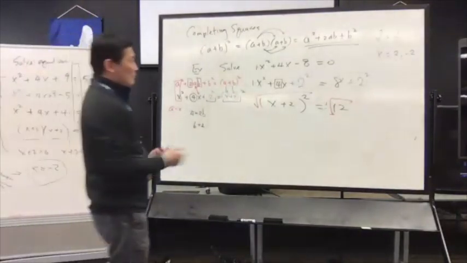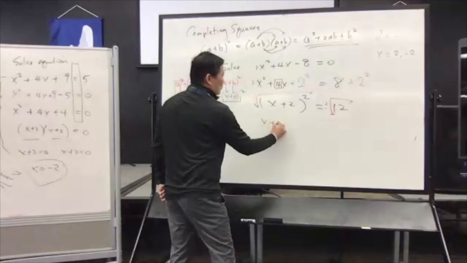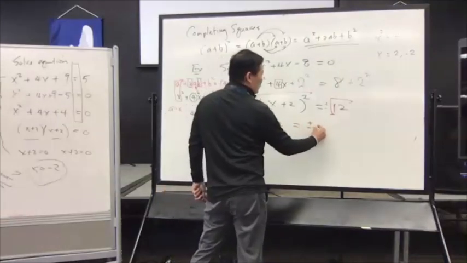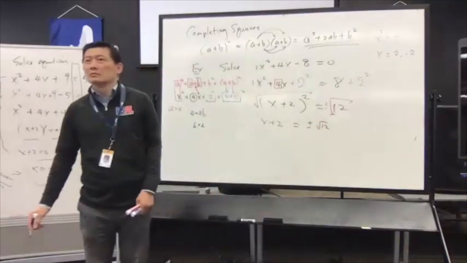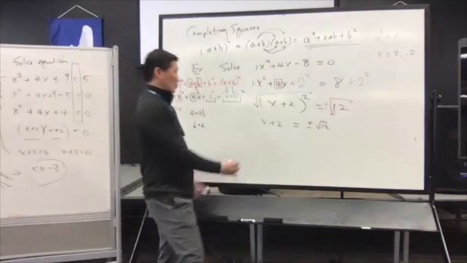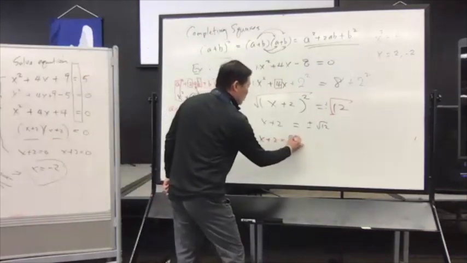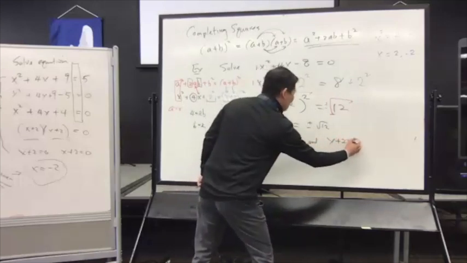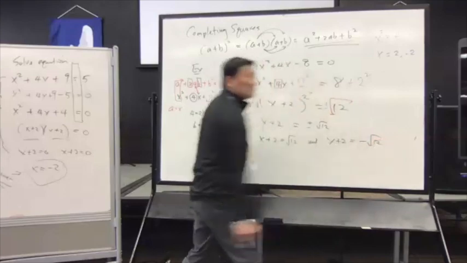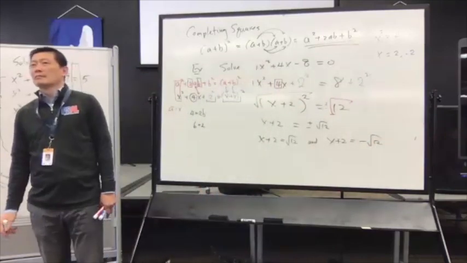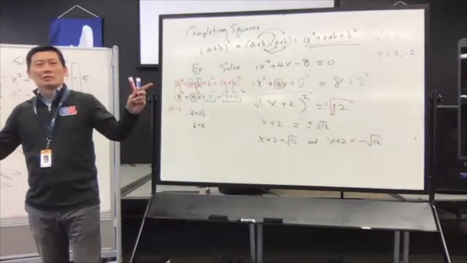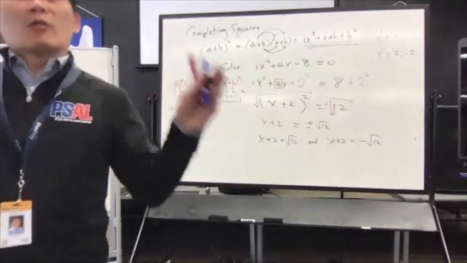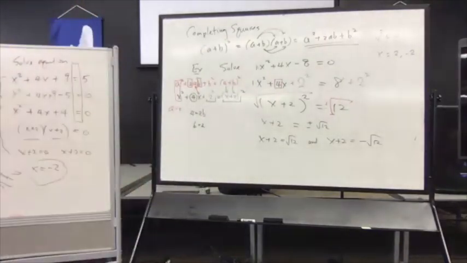So this is what you end up with. You end up with x plus 2 is equal to plus minus square root of 12. So what's your answer? x plus 2 is equal to square root of 12, and x plus 2 is equal to negative square root of 12. Boom, 2 answers. And guess what? Solving quadratic equations, because it's power 2, you usually will have 2 answers.